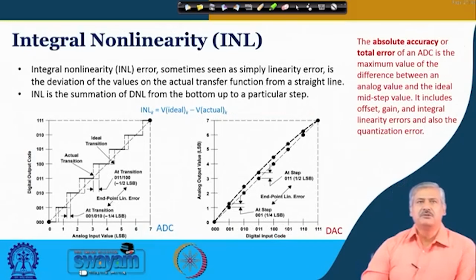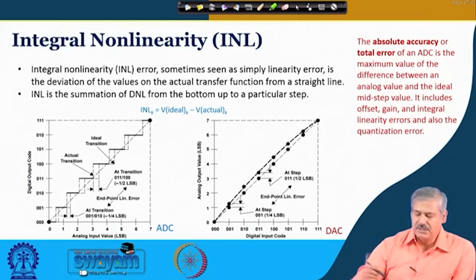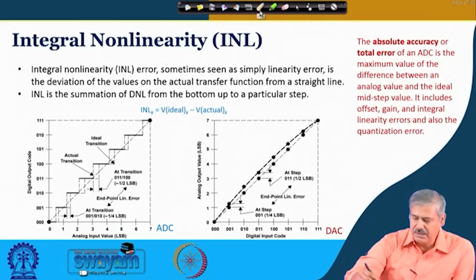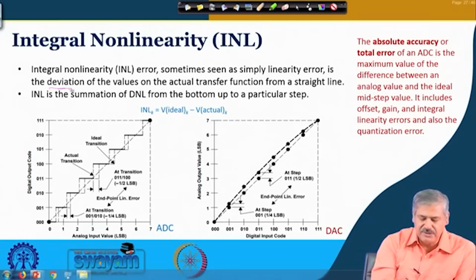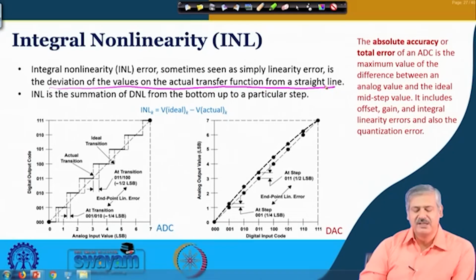From there we go to something which is called integral nonlinearity. The corresponding error is called INL error, integral nonlinearity error. This is the deviation of the values on the actual transfer function from a straight line. Let us see how it looks.